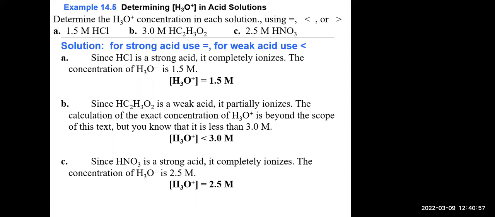For the second one, the acetic acid, which is a monoprotic weak acid, we say less. And for the other two, A and C, they are monoprotic strong acids, so they are the same. They are equal.